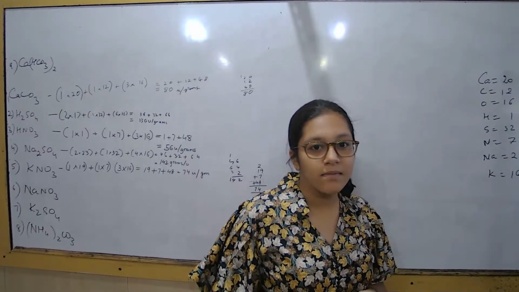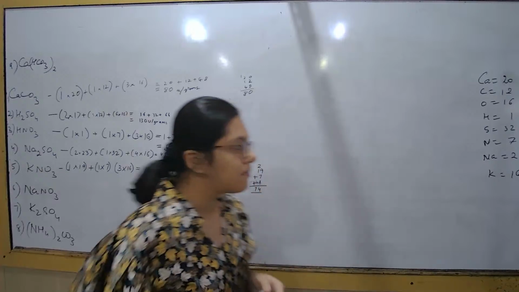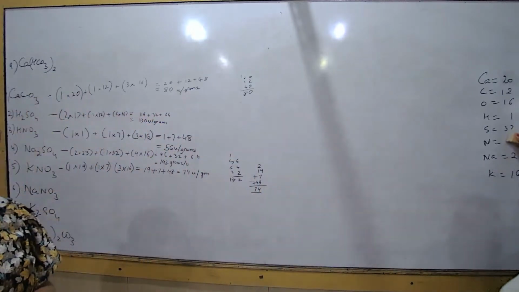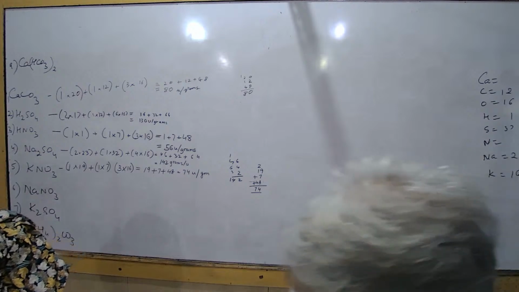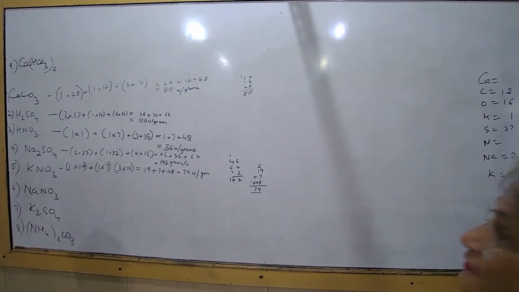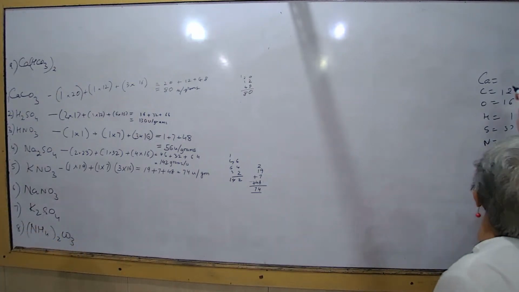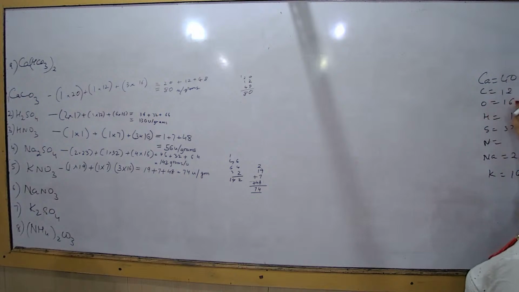14 has to be 12. I made a mistake here. Calcium is 40. 20 is your atomic number. We are talking about weight, no? Calcium is 40. This is 12. This is oxygen here. This is hydrogen. This is 32. Nitrogen is 14. So this is 23 and not 19.